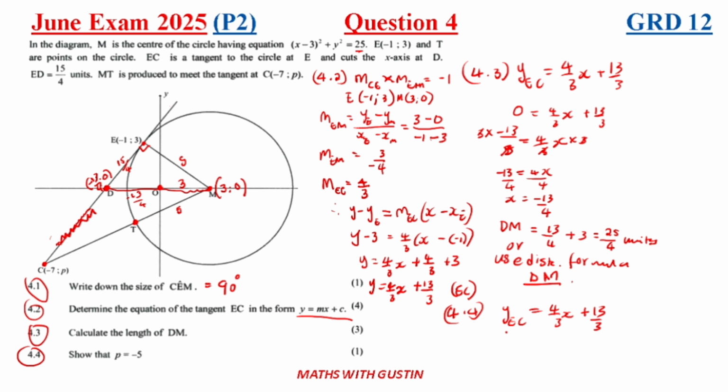So now at C, x is equal to negative 7. So we're going to substitute that here, and let's find out what y is at C. So 4 over 3 times negative 7 plus 13 divided by 3. So y at C is equal to this. Right, let's see. If you were to do this on your Casio calculator, guys, you should get negative 5, which is also equal to P. Great stuff. So I think we managed to get that one out of the way. Now let's move on to 4.5.